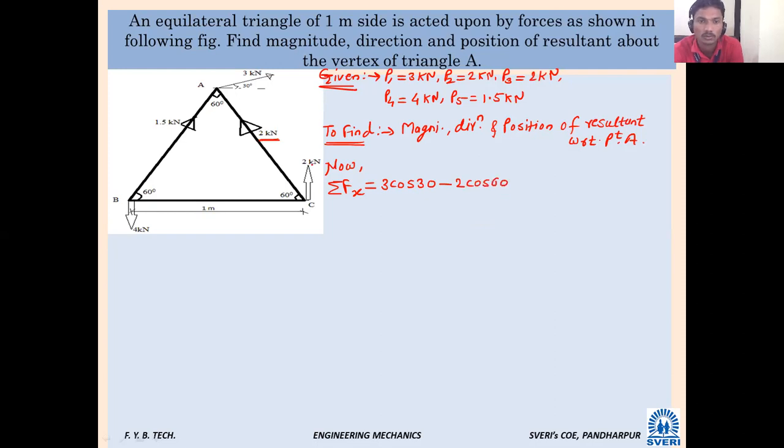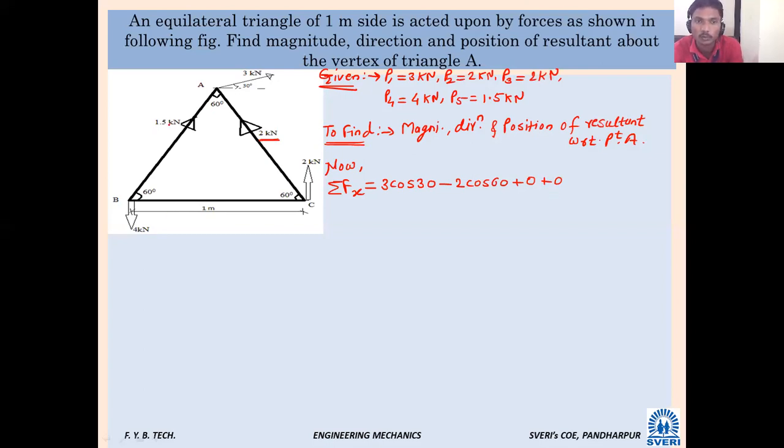Third force, vertical 2 kilonewton force. As the force is vertical, what will be its X component? 0. Then fourth force, 4 kilonewton. What will be its X component? Again 0. You can interrupt me if you are not understanding, because both the 2 kilonewton and this 4 kilonewton are vertical forces, so the X component of both will be 0.